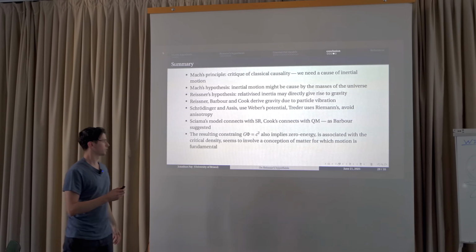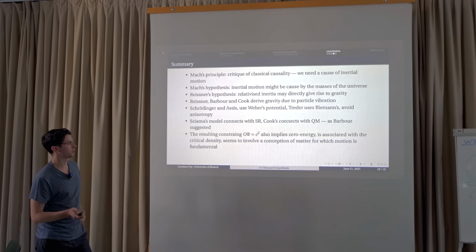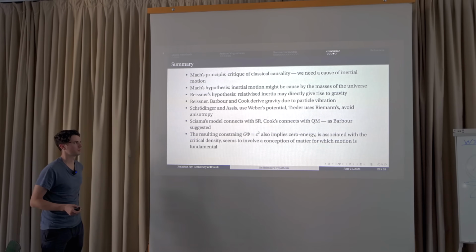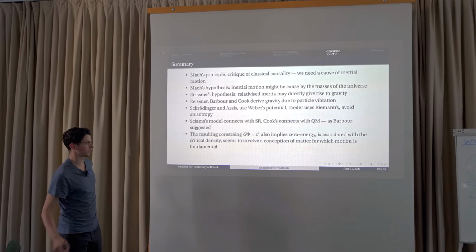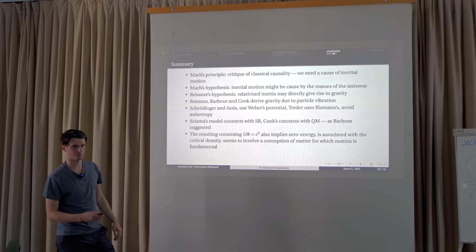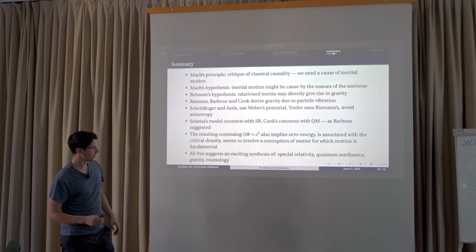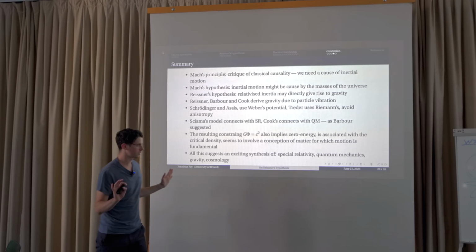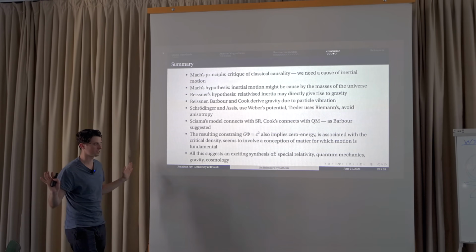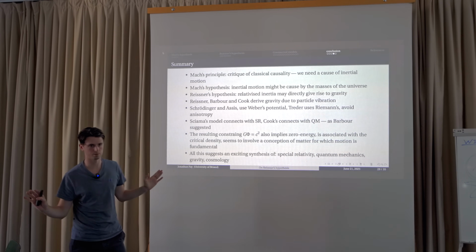And then the resulting constraint, G phi equals c squared, also implies zero total energy and is associated with a critical density and seems to involve a conception of matter for which motion is fundamental. All this suggests, in my view, an exciting synthesis of special relativity, quantum mechanics, gravity, and cosmology.